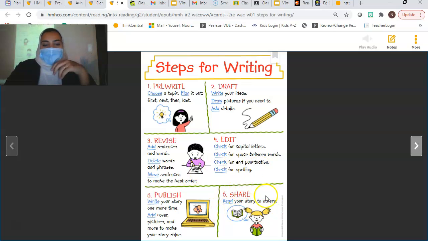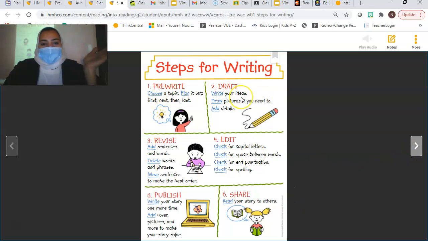All right, and then the last step is to share your story with others. Whenever we do our writing, I always ask you guys to get up and read it to the class and share it with the class. For my onliners, when you guys do it, I do print out your writing and I hang it up on the wall, and I sometimes share it with the rest of the class as well. So it is going up on the wall. It is being printed out, okay? So it is being shared. All right, so that's the steps for writing.